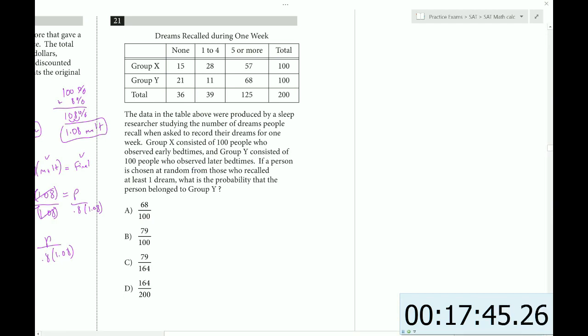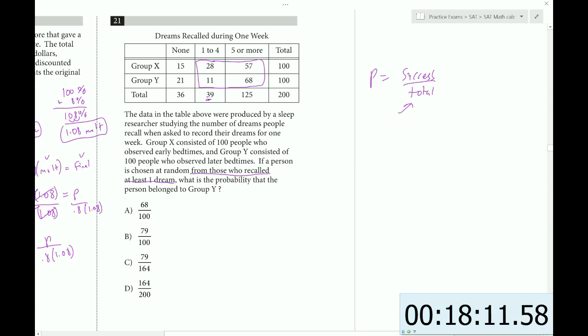This tells us that we're not, right? So we're going to do probability. Probability is always success over total, okay? But the total is not always the grand total. So in this case, we're taking our sample from those who recalled at least one dream. So we have basically this category and also this category. So we're not including the none category.